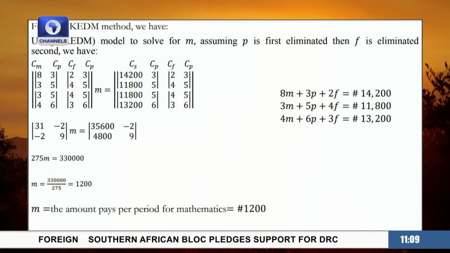Now, another aspect... Sorry, sir. That's the formula on the screen, right? Yes, sir. So you just call the formula KEDM? Yes, sir. It's a short form of the full name. Do you say KEDM or KEN? KENDEM. I call it the KENDEM method. Okay.